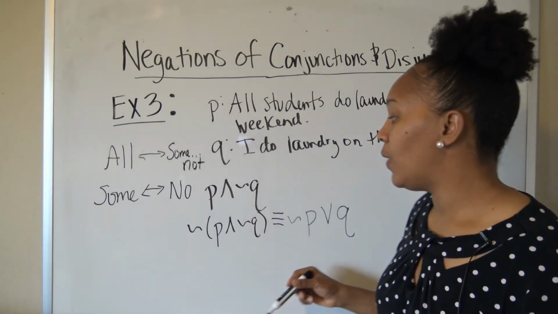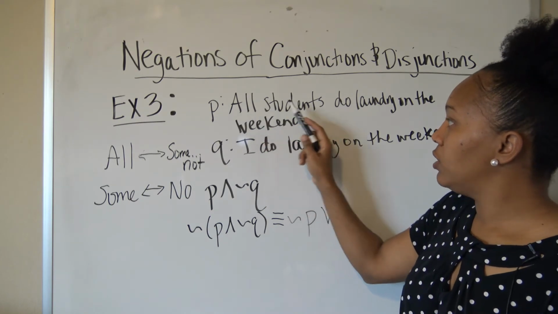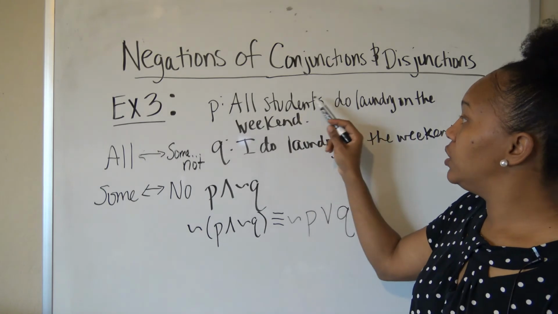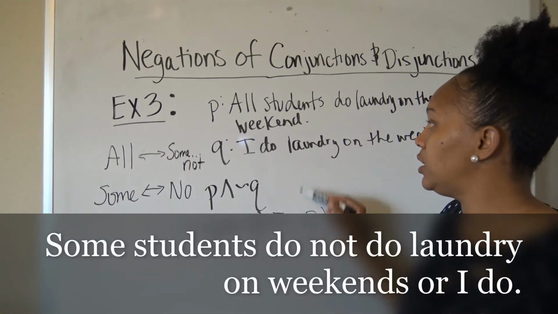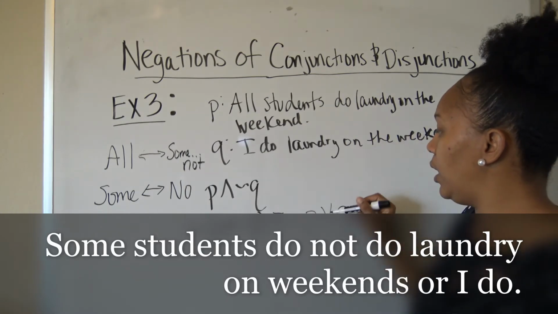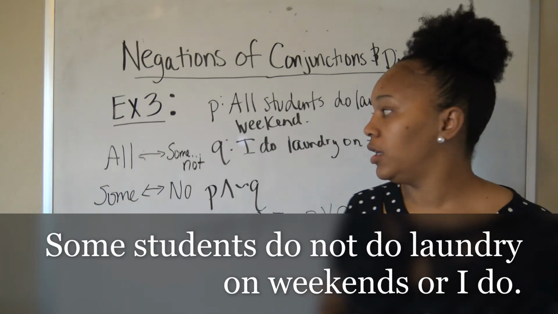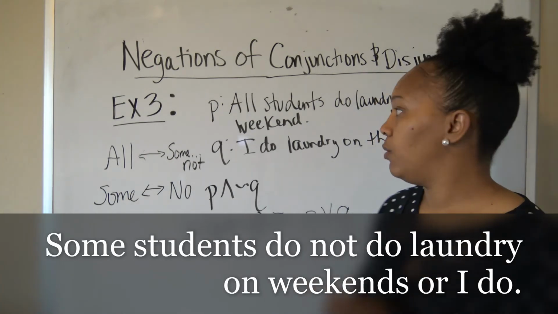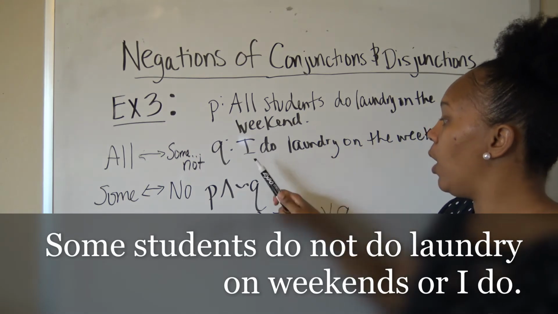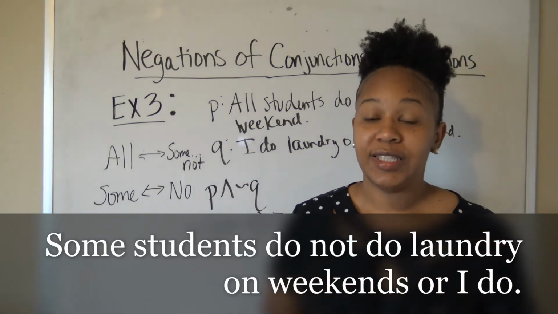All right, so I said that because in order to negate P, we would change all students to some students. We will change it to some students do not. So the negation of P would be some students do not do laundry on the weekend, or I do laundry on the weekend. So the negation of our original statement would be some students do not do laundry on the weekend, or I do laundry on the weekend. So that's how you would negate that.